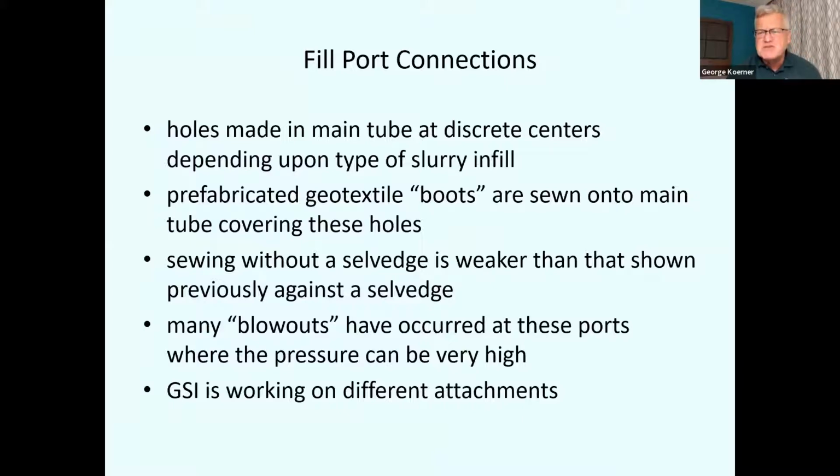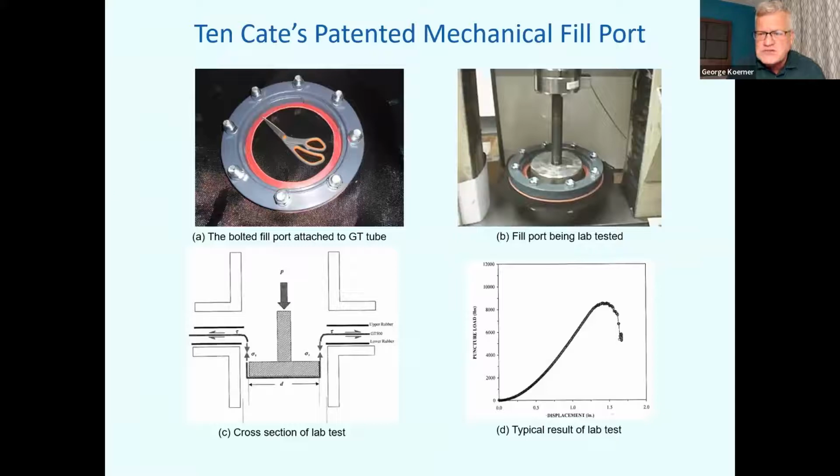The prefabricated boots are typically sewn into the main tube with reinforcement, so you don't have pressure or escape there. Sewing without a selvage in this weak location is often problematic, and you do get blowouts with this. Some ingenious work has been done with Tenkata, and they've developed these ports which can be placed in there. We do have a test method for that at GSI where we can get an idea of the strength. But certainly this is a system that works very well and is quite robust and has seen some massive pressures, especially when you go very high in tensile strength with the large diameter tubes.